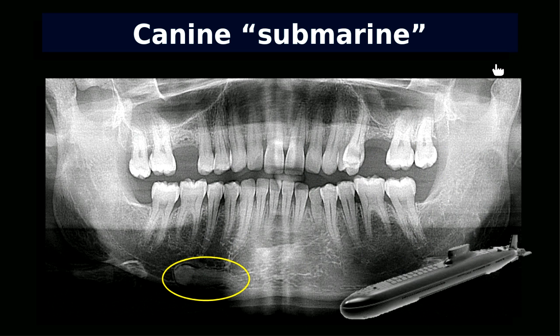So in this case, I may ask you, okay, how does this canine look? This canine, you can see it's like a submarine here. It's kind of hidden here, so you have to know this too. Now, if you take a CBCT scan, you know exactly whether this canine is coming buccally, lingually, or how it's going, the position of this canine.